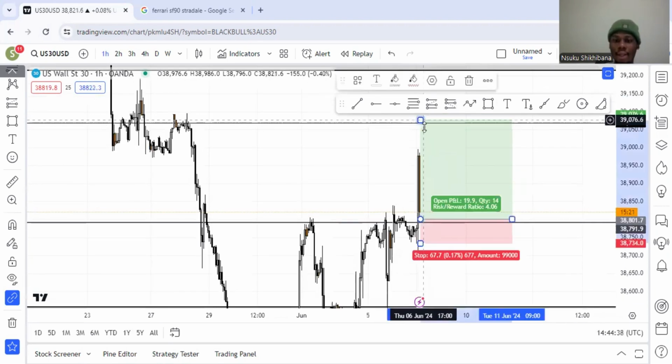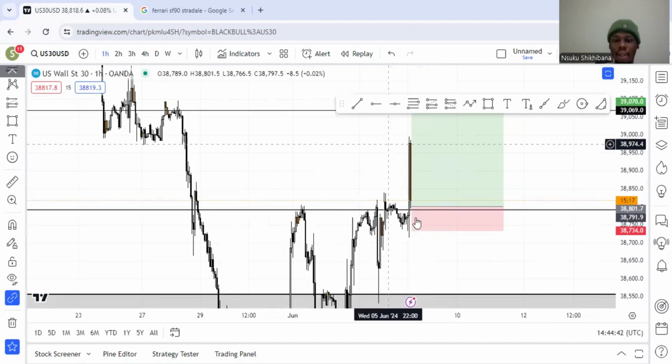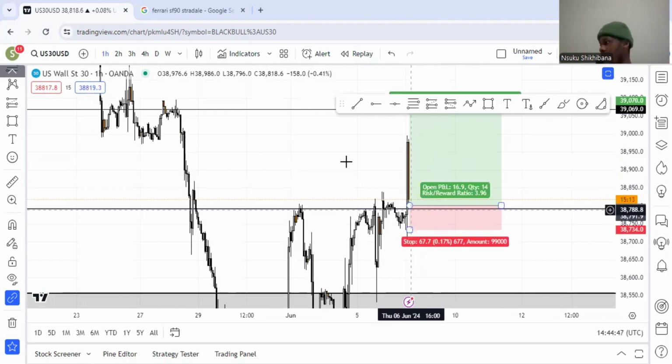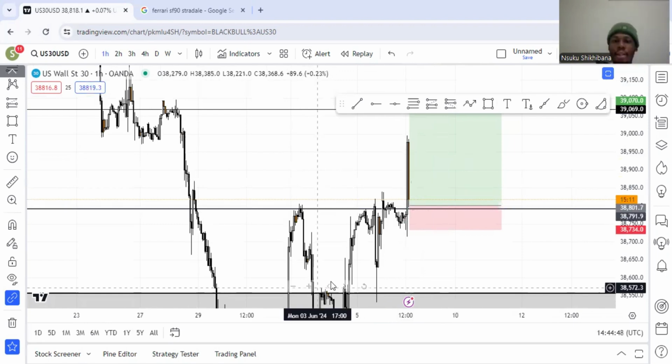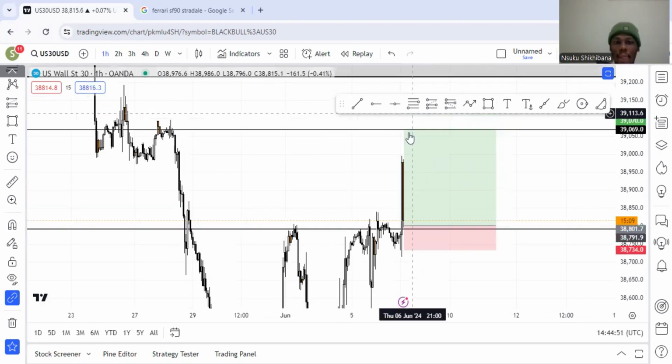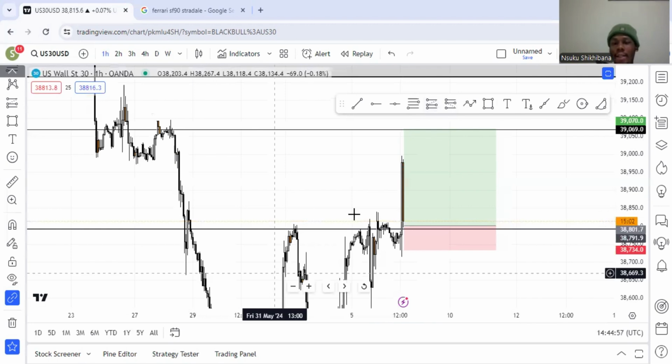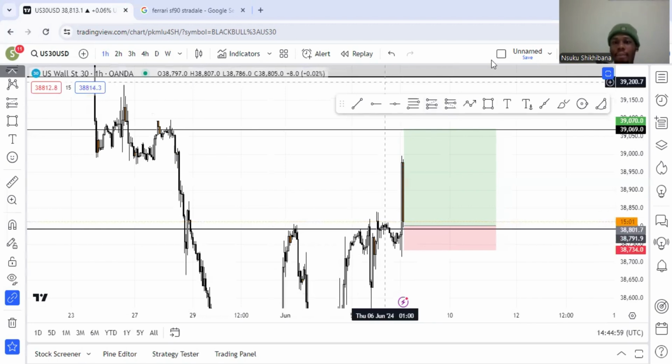This is a nice 1:3 setup which you can take in this situation. Nice break and retest, take your buys, and then you come out here at the next zone. It's a simple strategy, and I hope you guys understand it.